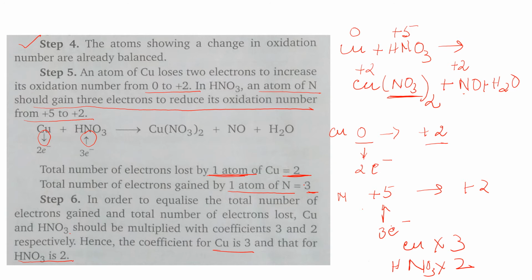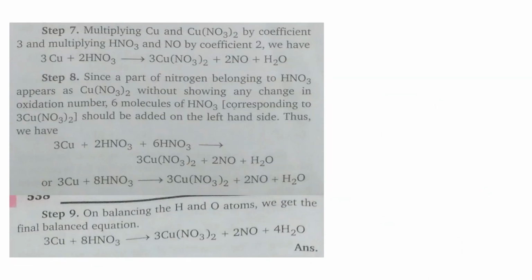Am I clear to you? Next, let me see step 7. I have to multiply copper with 3 and HNO3 with 2. What is my step number 7? Multiply copper and copper nitrate.